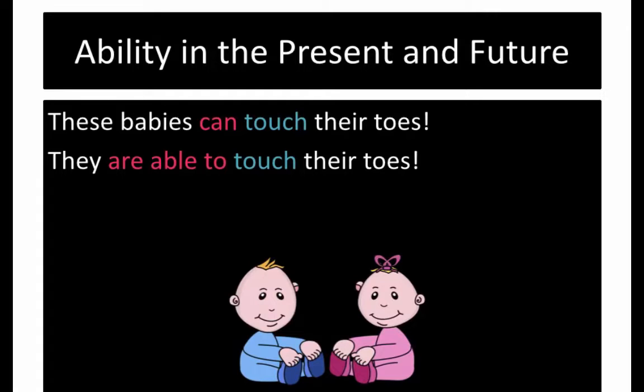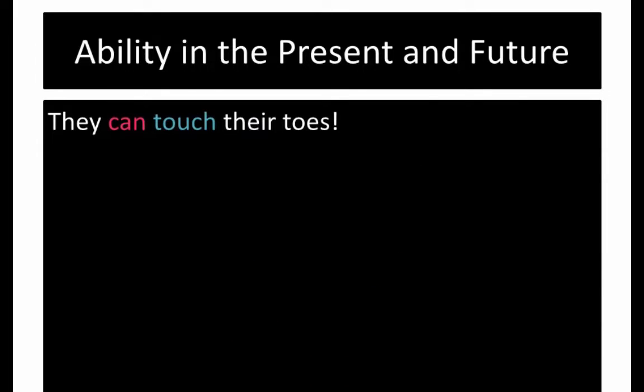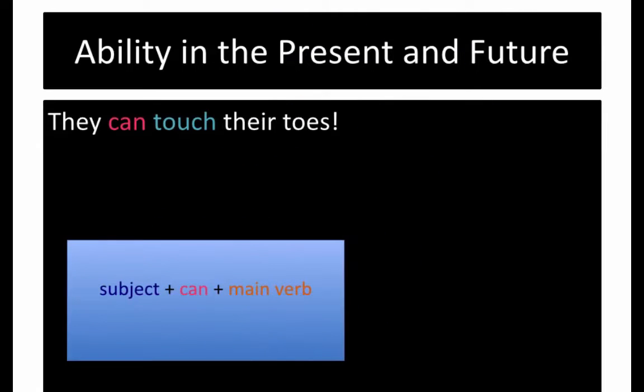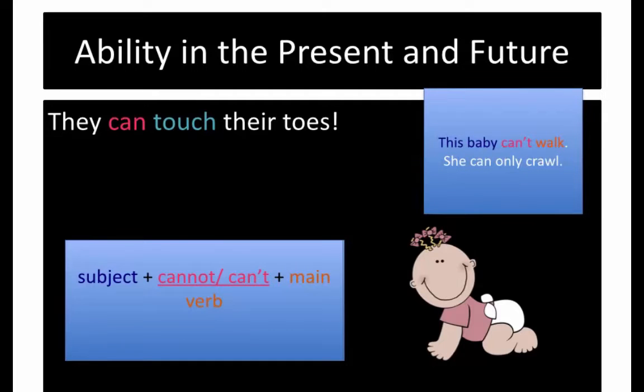But let's take a look at the first one to see how it's a little bit different in its form than the second one. When we use can, all we need is any subject followed by can, remember no S, and the main verb in its simple form. To make it negative, we can say cannot or the contraction can't. For example, this baby can't walk. She can only crawl.